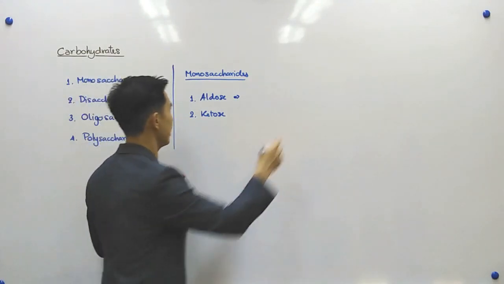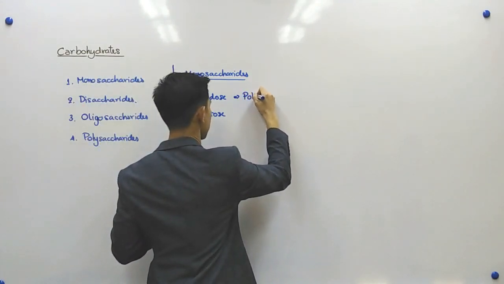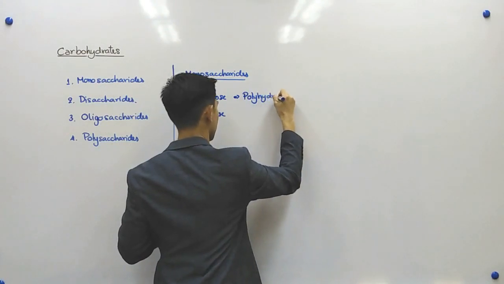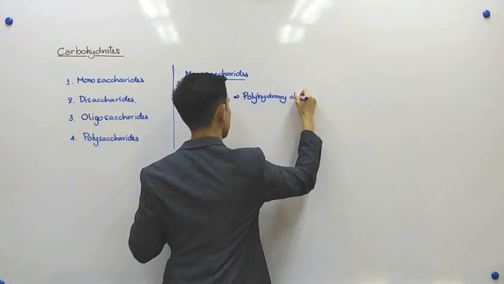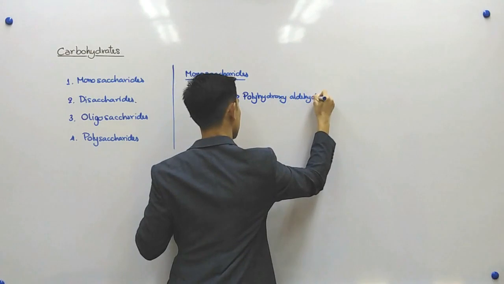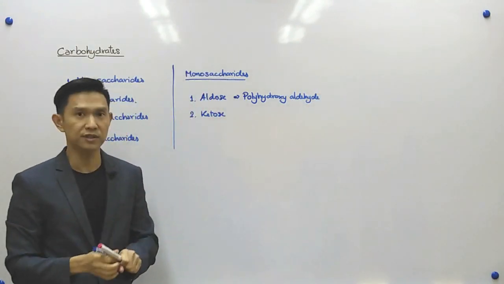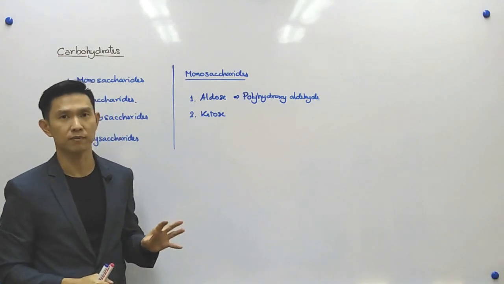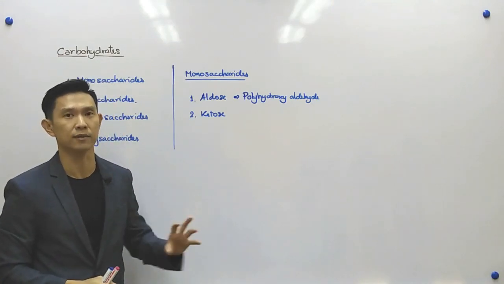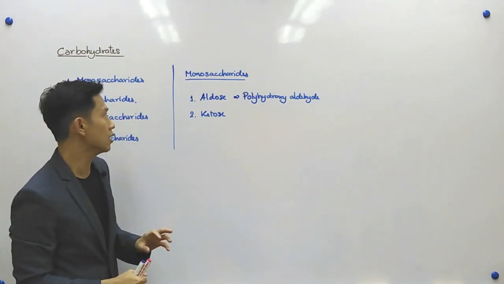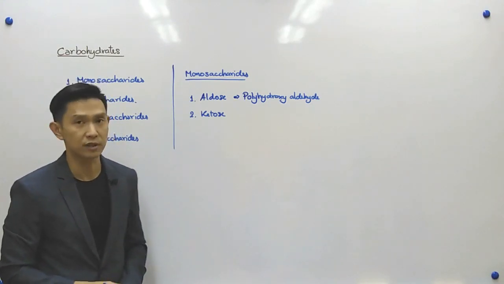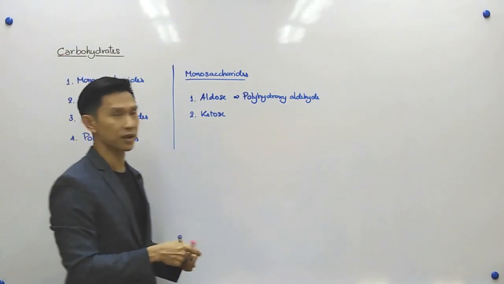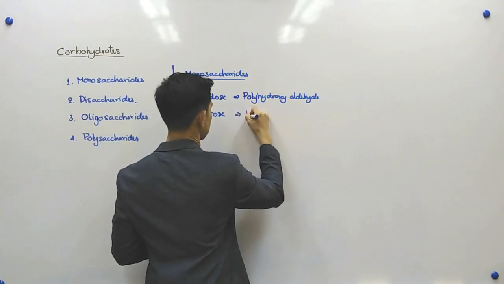So aldose sugar is technically called polyhydroxyaldehyde from the structure. Because it's a long chain aldehyde composed of many hydroxy groups on almost every carbon unit in the molecule. So aldose sugar is the polyhydroxyaldehyde. And obviously, ketose sugar is the polyhydroxyketone.